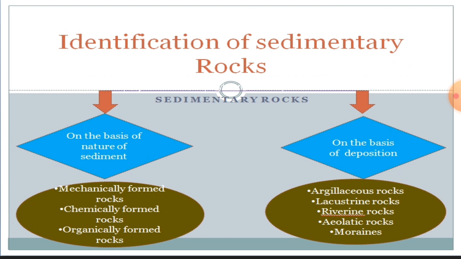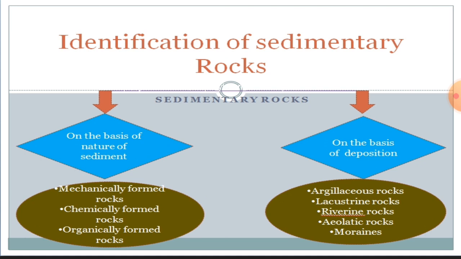In mechanically formed rocks, the parent rock undergoes weathering, erosion, transportation, and deposition, and turns into layers, gets compaction, and turns into the consolidated form. For example, sand particles, when cemented together, form sandstone. Pebbles and boulders, when cemented together, form the conglomerate rock. Similarly, silt, when cemented together, forms the shale.